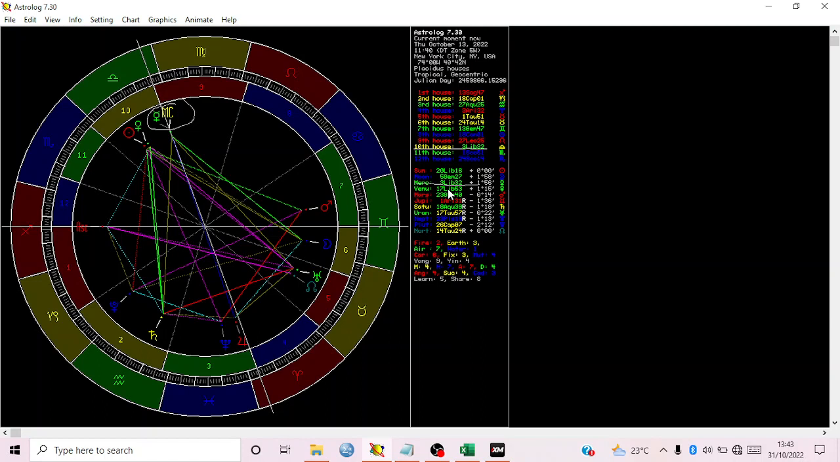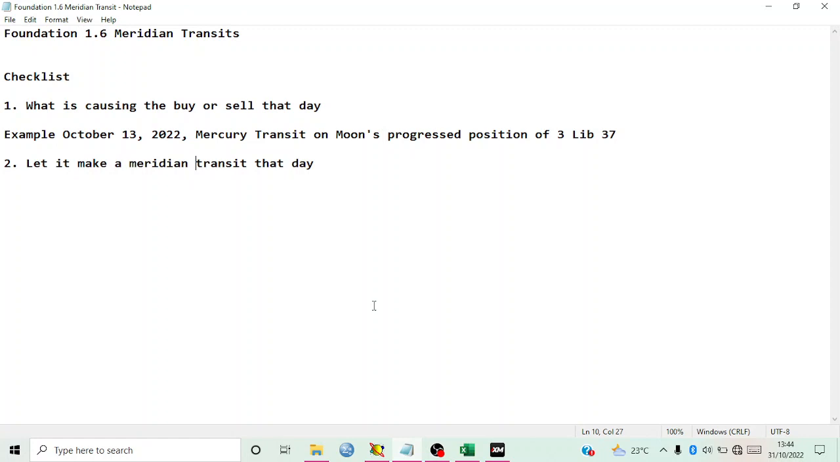So I'm going to mark this time, which is 11:40, 11:40 New York time, right? Once I mark this time, let me put it here. The time I'm going to put is 11:40. Mercury transits the meridian.